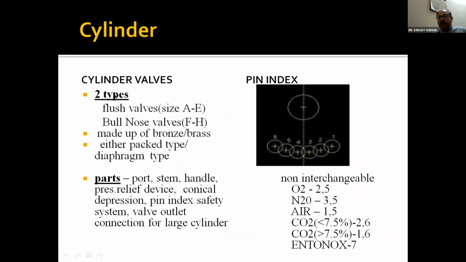Cylinder valves are of two types. One is a flush valve and another is a bullnose valve. Flush valves are usually present in smaller cylinders from size A to E, while the bullnose valves are present in the larger cylinders in the size F to H. Whether this is a flush valve or a bullnose valve, the parts consist of port, stem, handle, pressure relief devices, conical depression, pin index system, which is usually present in the smaller cylinders, and valve outlet connections for larger cylinders.